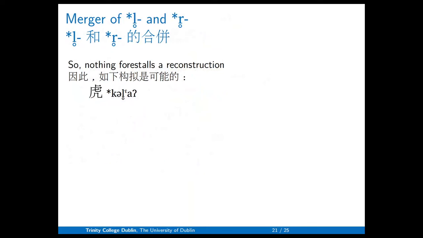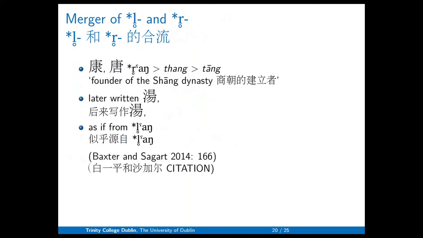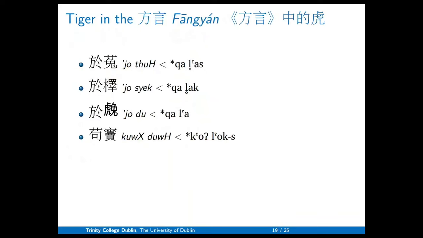then I can reconstruct kala, no problem. Now you say, wait a second. You reconstruct K, but these forms, they're not K. This is in the Fangyan. Wait just a second here. You can see these ones, it's Q. It's not K, it's Q. So you think, nah, you're wrong, because it's a Q, it's not a K. So how do I deal with this?